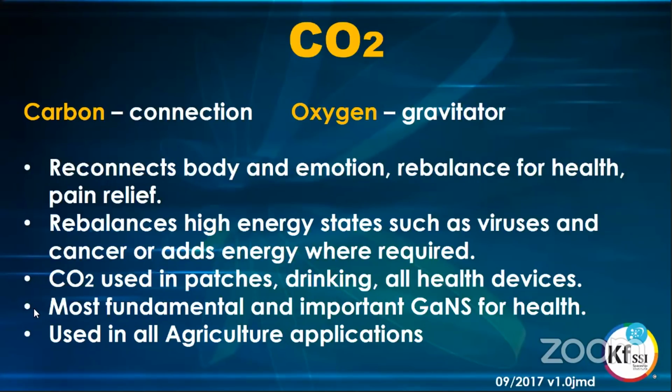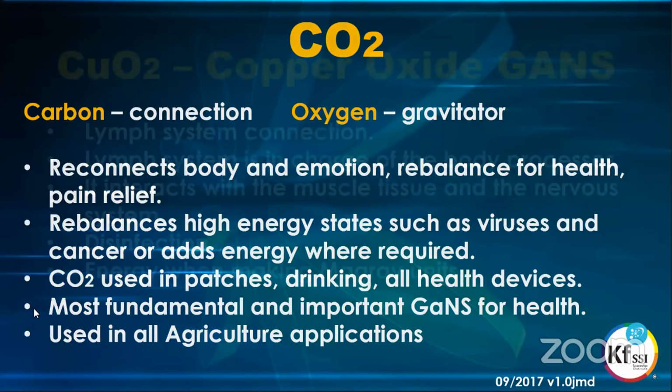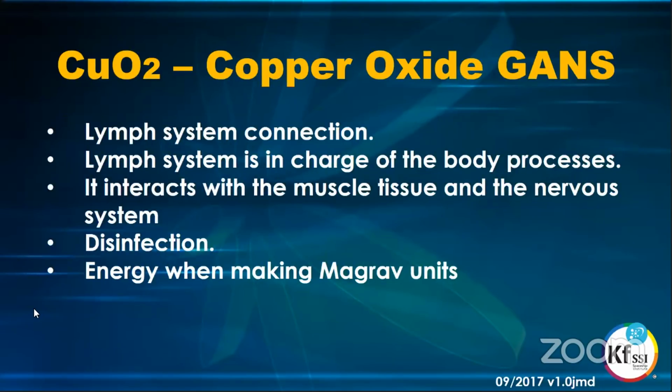Copper oxide, your lymph system connection. As your lymph is in charge of your body processes, it interacts with the muscle. There's a connection with your muscles, being with the copper. Your nervous system, it's used very much as disinfection, either on yourself or when you want to disinfect water. There's excellent properties there. And a lot of it is used in energy when you're making your maggrav units as well.